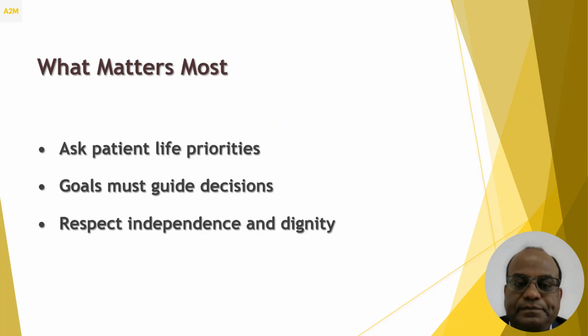For example, an older person with advanced dementia may not want feeding tubes or aggressive care. Another older adult may want strong treatments because they hope to stay active longer. So understanding what matters most also helps us avoid unnecessary tests and unnecessary treatment. If a test will cause stress but no change of care, we may choose not to do it.